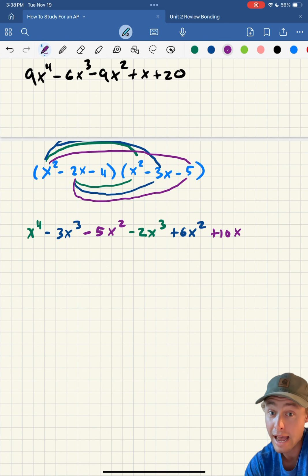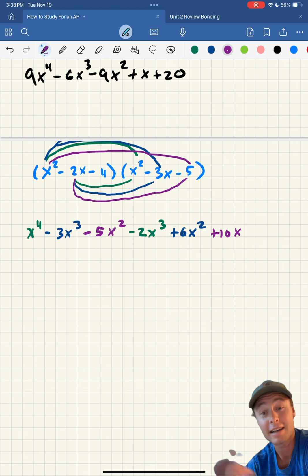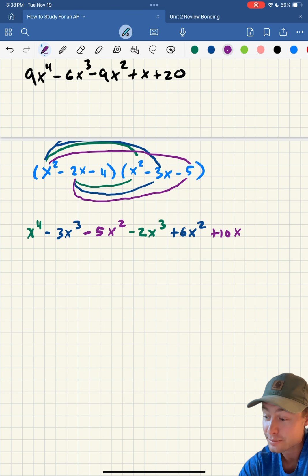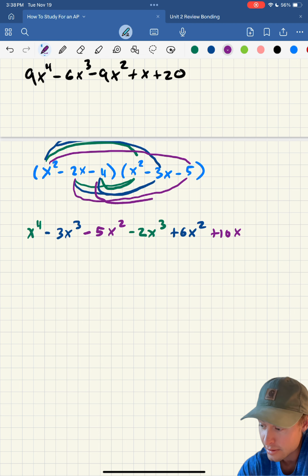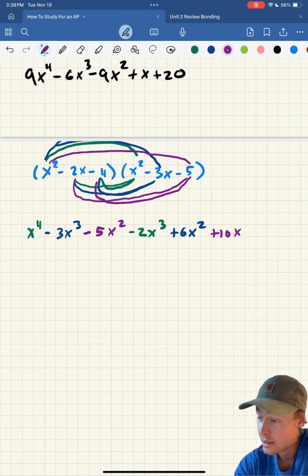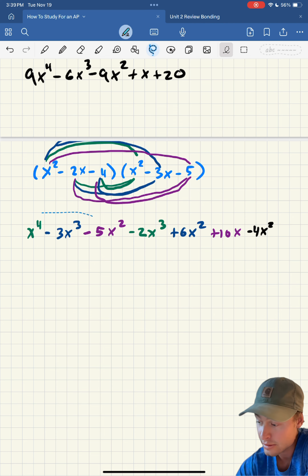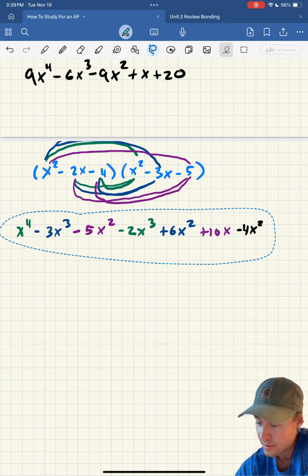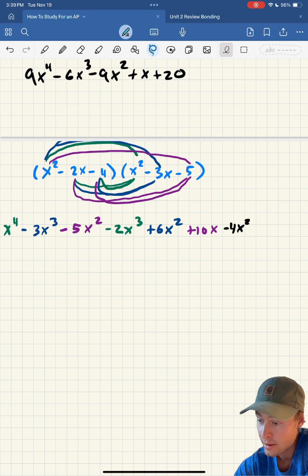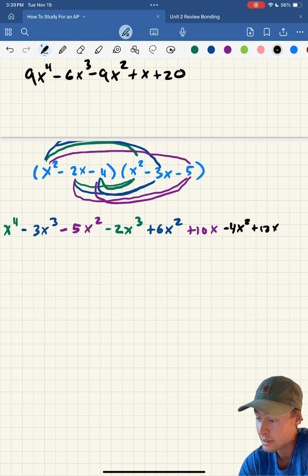Okay, what do you think you do next? The third term on the left times all three of those terms, right? So times this one, and times this one. I'm just going to go faster. So negative 4 times x squared is negative 4x squared. I'm going to run out of room here. Let's adjust this. Negative 4 times negative 3x is positive 12x, and negative 4 times negative 5 is positive 20.